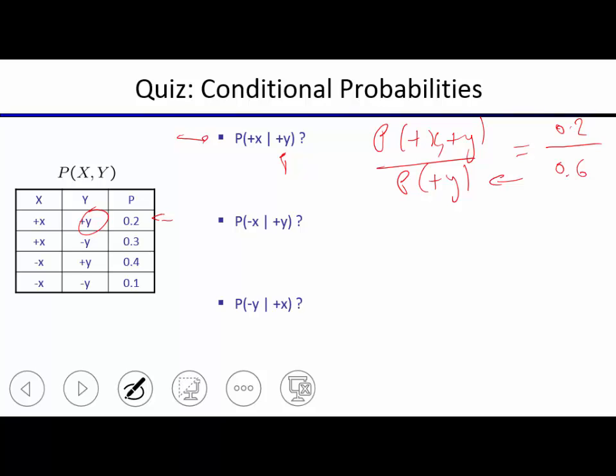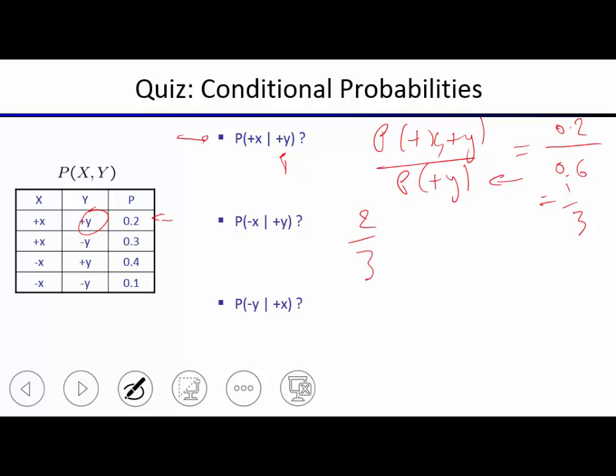How about negative x given plus y? I'm hearing 2/3. That was pretty quick. How do we get there so quickly? Well, we know that x can only take on 2 values. We already know the probability of plus x given plus y. So the probability of negative x given plus y is going to be the complementary thing to make sure it sums to 1. So since this is 1/3, this one will be 2/3.